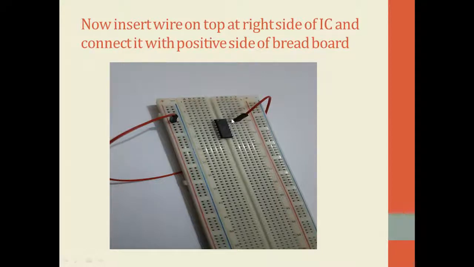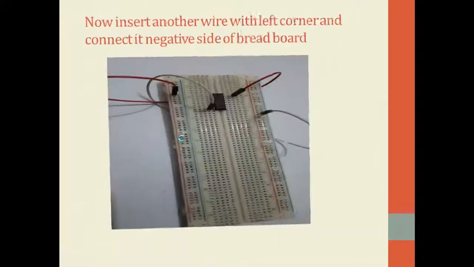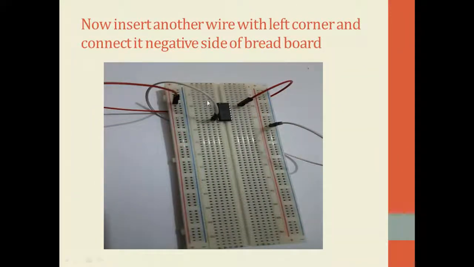Before that, the first thing we are going to do is insert a wire at the top right side of the IC. This is the right side, and it is the top of the IC, connecting the positive side of the IC with the positive side of the breadboard, which is this one. As I've told you, in all ICs there is one positive side and one negative side. So this one is the negative side.